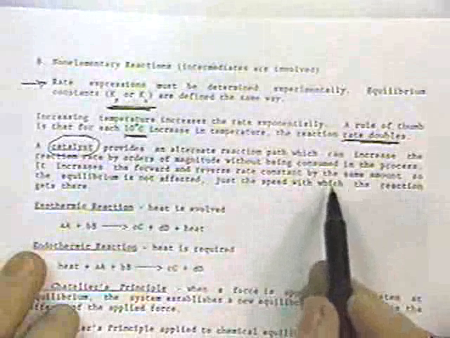Now, I mentioned catalysis previously, in the context of chlorine free radicals destroying ozone. The general definition of a catalyst is that it provides an alternate reaction path that can increase the rate of reaction without actually being consumed in the process.